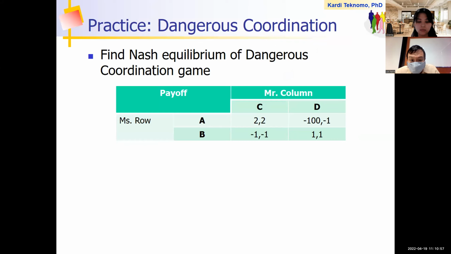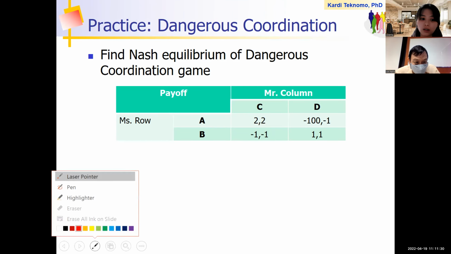In this example, first you play as Miss Row, okay? So if you play as Miss Row, that means you compare the second number, 2 and minus 1. Which one is larger? 2, right? So then you mark here. Can you mark? Okay, so I'll mark it here.